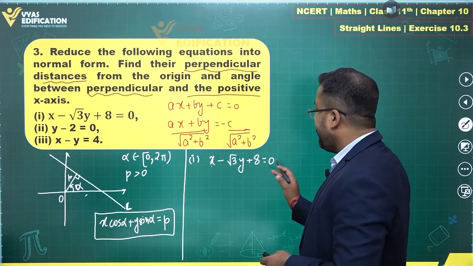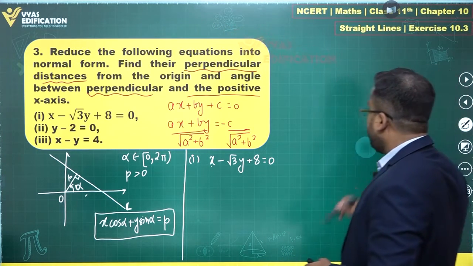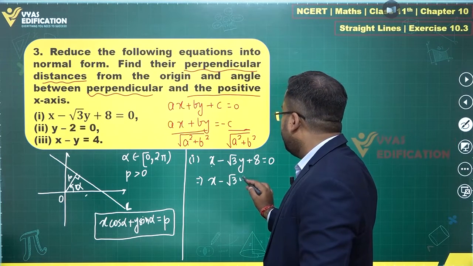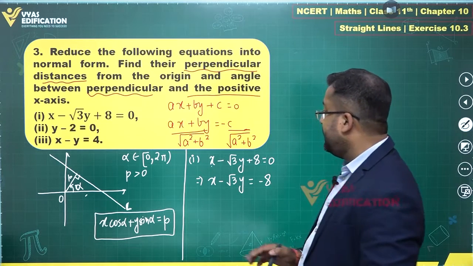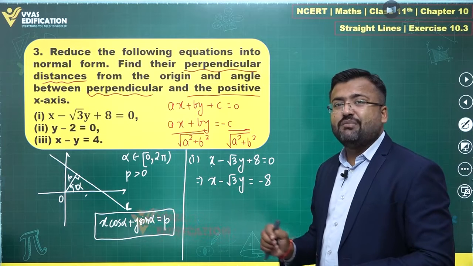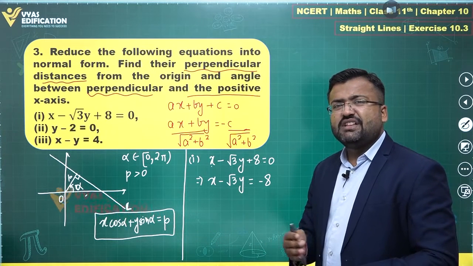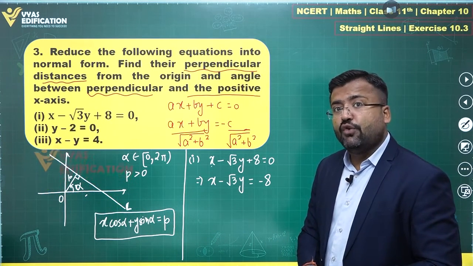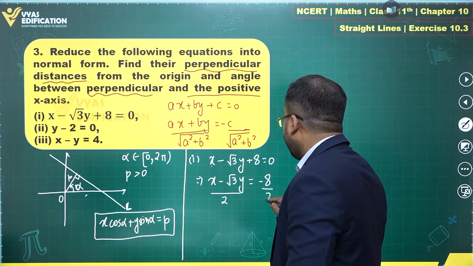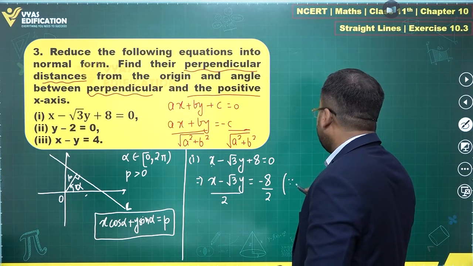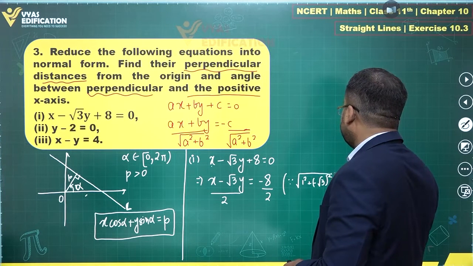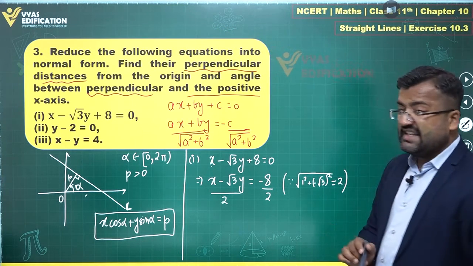This is x minus root 3y plus 8 equals 0. And the important thing to do here is to convert this. It will be written as minus 8. Divide by under root of a square plus b square. Now what is a square? 1. What is b square? It is minus root 3 whole square, which is 3. 1 plus 3 is 4. And under root of 4 will be 2. So we'll have to divide by 2 here and we'll have to divide by 2 here, since under root of 1 square plus minus root 3 whole square is simply equal to 2.